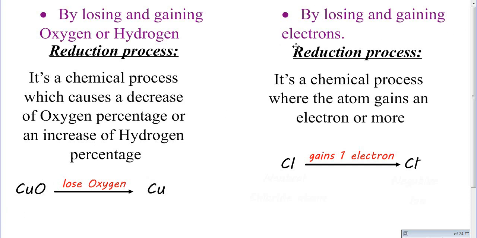Okay, by losing or gaining electrons, the reduction process is the opposite of the oxidation process in this concept. So it is a chemical process where the atom gains an electron or more. Okay, so Cl, which represents one neutral atom of chlorine, gains one electron and changes into a negative chlorine ion.